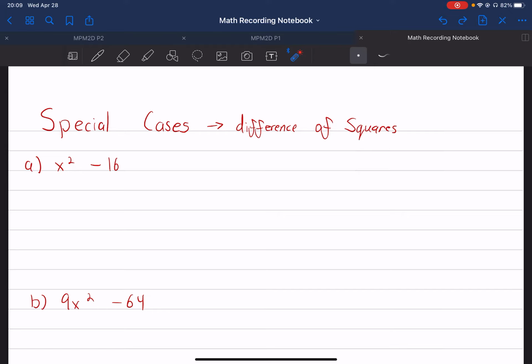You could do that. But what we can notice with this one, to save us some time and become better mathematicians, is we can notice that x squared can be square rooted to give us x. So I'm just going to open up the brackets and put our first term as x. And if you can square root 16, you're going to get 4. So I'm going to put that 4 at the end of our brackets.